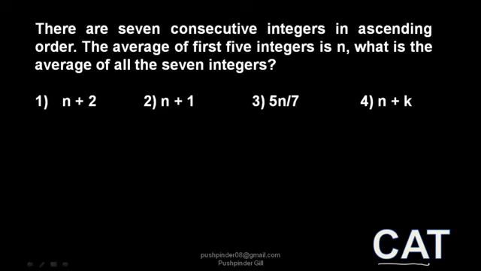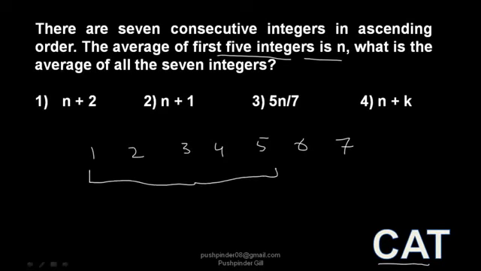Okay, I suppose you've gotten your answer, but let me explain it to you as well. There are 7 consecutive integers, and the average of the first 5 is n. So the average of these numbers is n. So which number is actually n? This number is n, right?